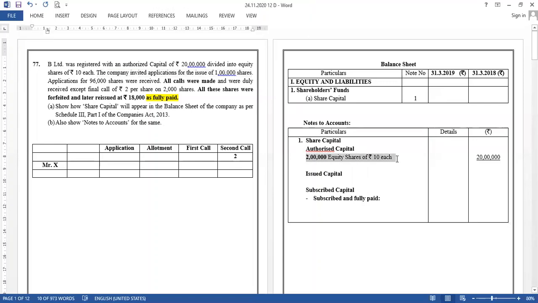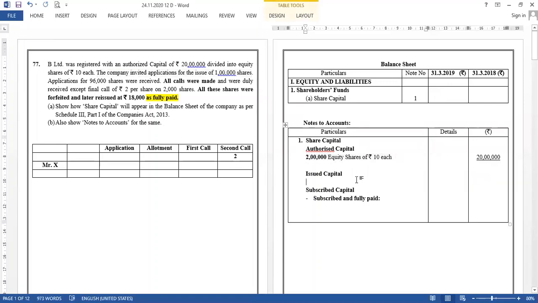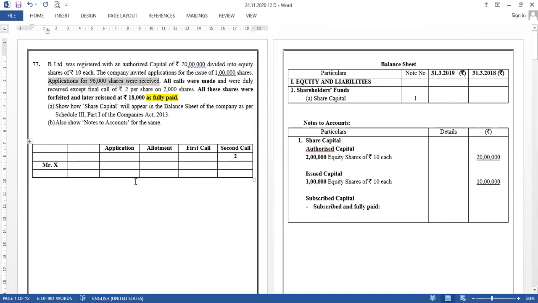So 1 lakh shares, let me copy this, is my issued capital, right? 1 lakh equity shares of rupees 10 each. Okay, so that will be 10 lakh rupees. Now, how many applications are received? Applications received are for 96,000 shares only. It's a case of under subscription. So we need to continue with 96,000 shares only.